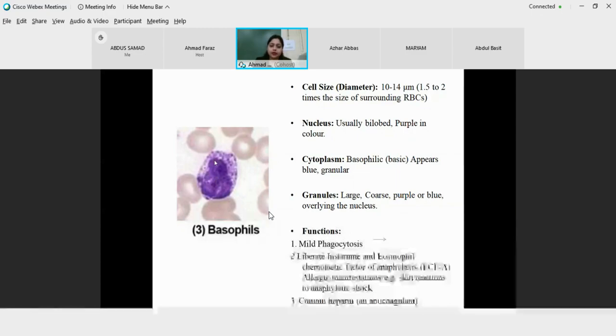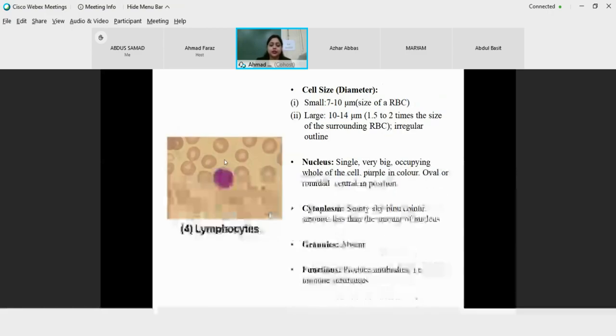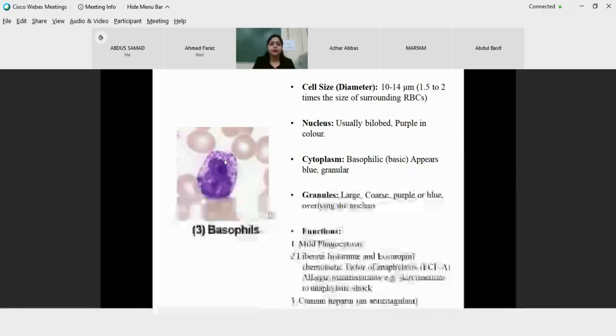The cytoplasm appears basophilic, that is basic. It is blue in color and it is granular. The granules are large, coarse, purple or bluish in appearance. Right? Bluish in appearance, and the granules in basophil overlie the nucleus. They cover up the nucleus.